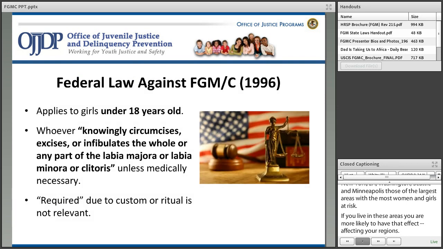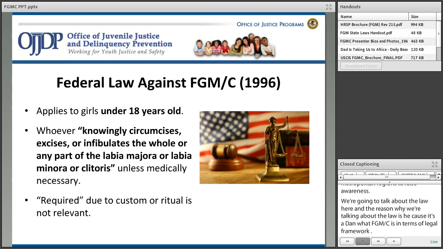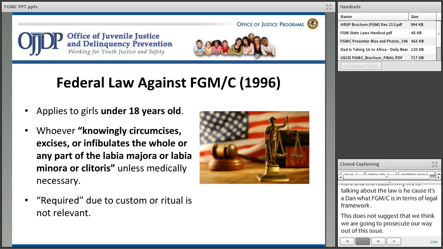We're going to talk about the law here. And the reason we're talking about the law is because it's important to understand what FGMC is in terms of the legal framework. This does not suggest that we think that we're going to prosecute our way out of this issue. In fact, the anticipation of prosecutions is rather low. But it is important to know what the law is, and our primary goal in bringing this to your attention is to ask for your assistance in helping to prevent FGMC here in the United States.